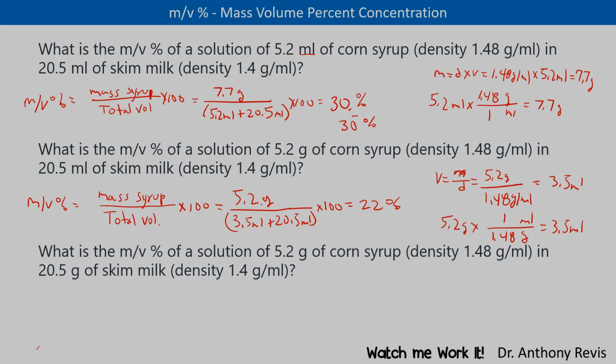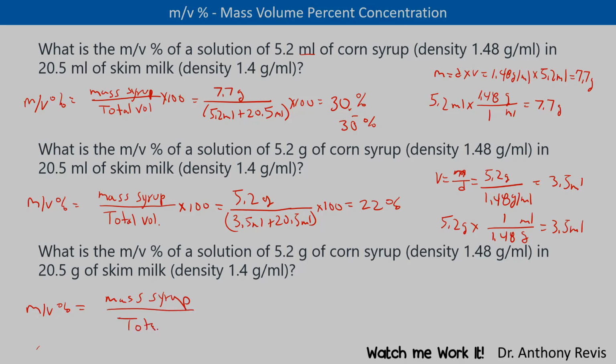Let's do another problem. What is the mass volume percent of a solution of 5.2 grams of corn syrup in 20.5 grams of skim milk? So in this case, we have grams and grams, but we don't have volume. That tells us right away we're going to need to do a conversion. Well, let's just set it up first. So we'll have here the mass of the syrup over the total volume again.